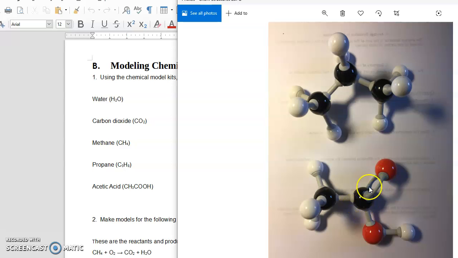This is a double bond to this one oxygen and a single bond to this one. So you see that each carbon has 4 bonds associated with it, this carbon has 4 bonds and this carbon has 4 bonds. 2 single bonds, 1 double bond. This oxygen has 2 bonds associated with it, and this oxygen has 2 bonds associated with it as well.